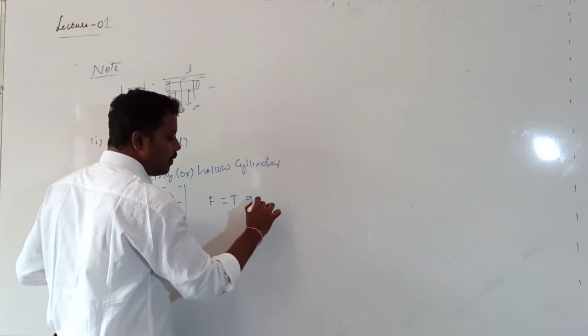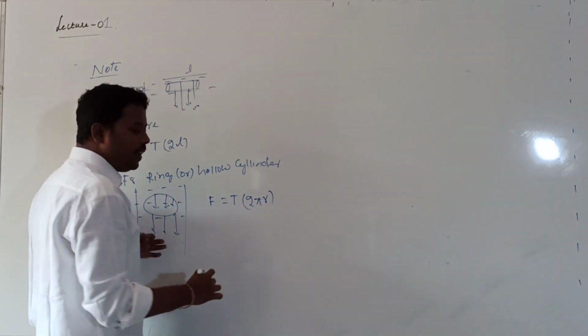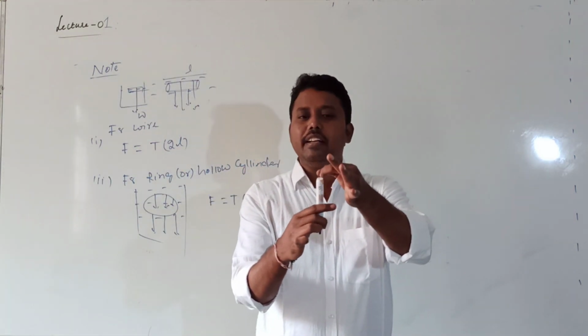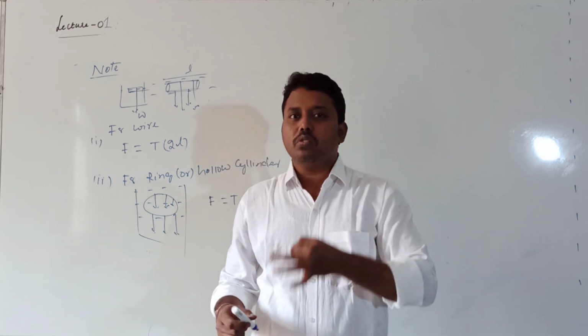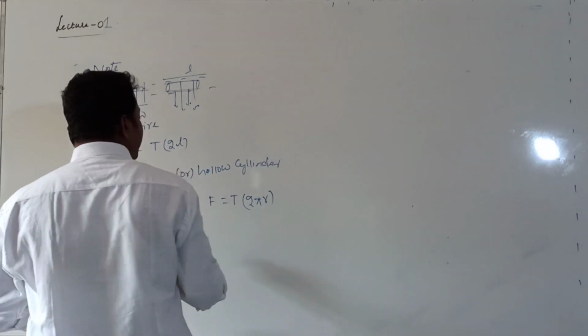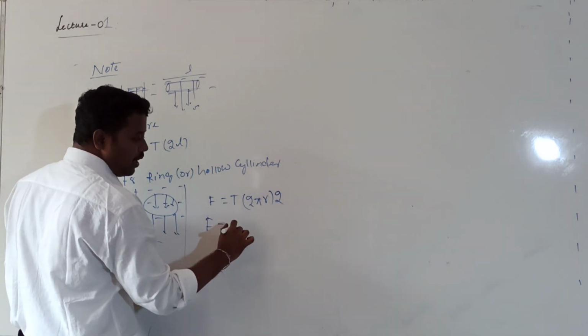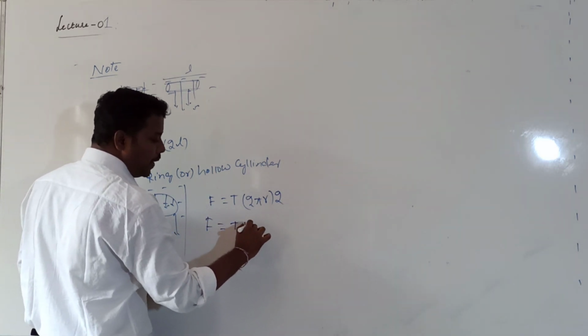So 2 pi r. But how many sides is it acting on? Now if I take this circular ring, force is acting on the inner end, and force is acting on the outer end also. So due to that reason, what will I get? Into 2. So finally what will I get? F value will be equal to T into 4 pi r.